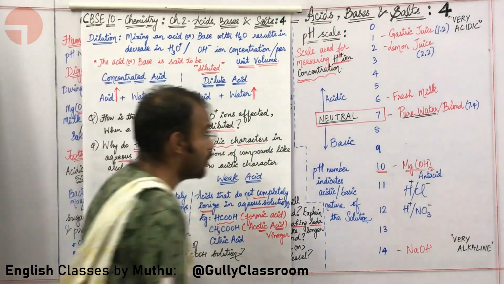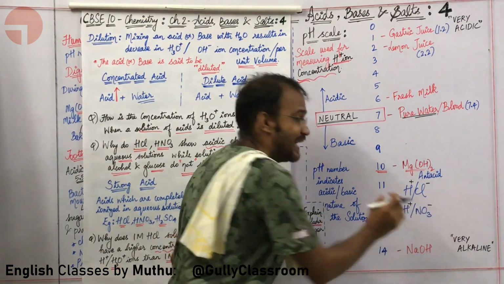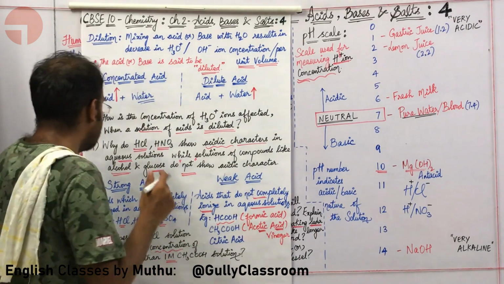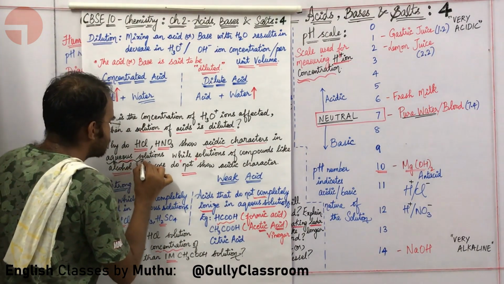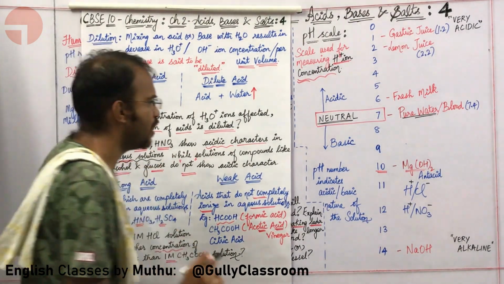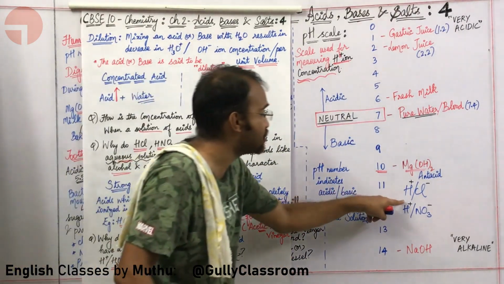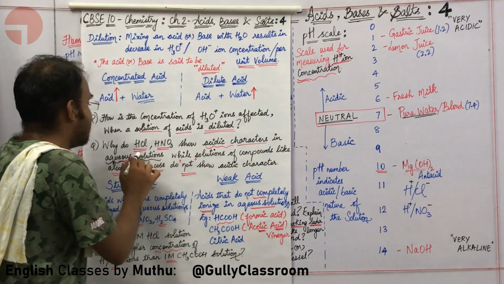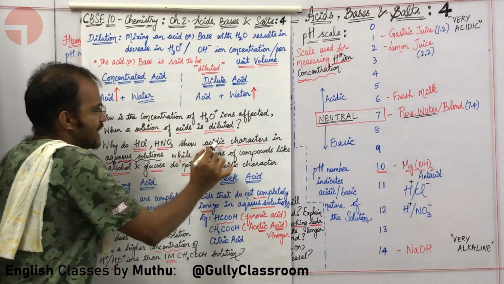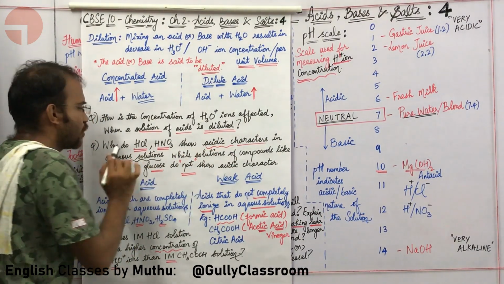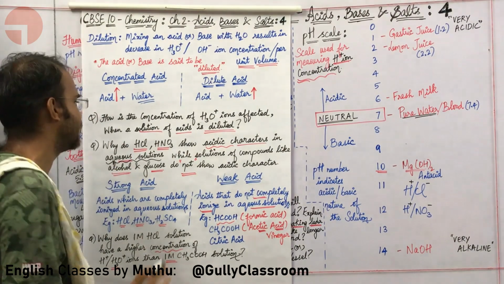nitrate ion. So when hydrochloric acid and nitric acid are mixed in water, in aqueous solutions, what is formed? Hydrogen ion is formed. Because hydrogen ion is formed, HCl and HNO3 show acidic characters in aqueous solutions or in water.